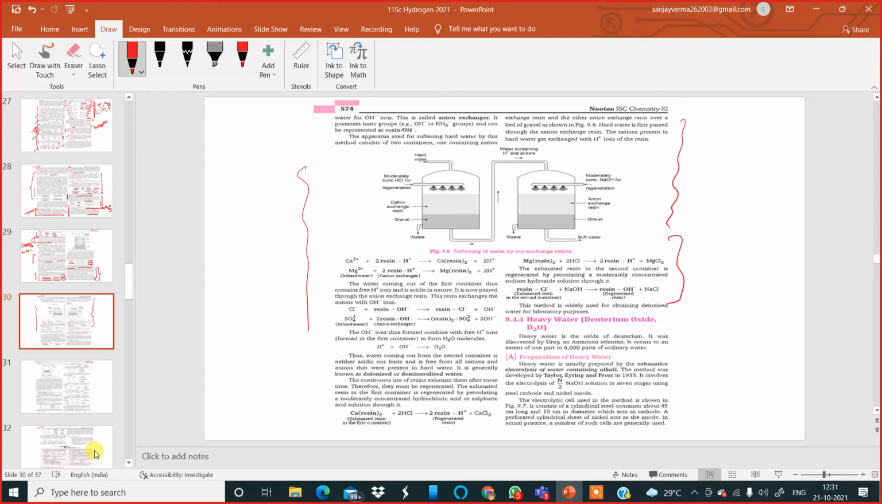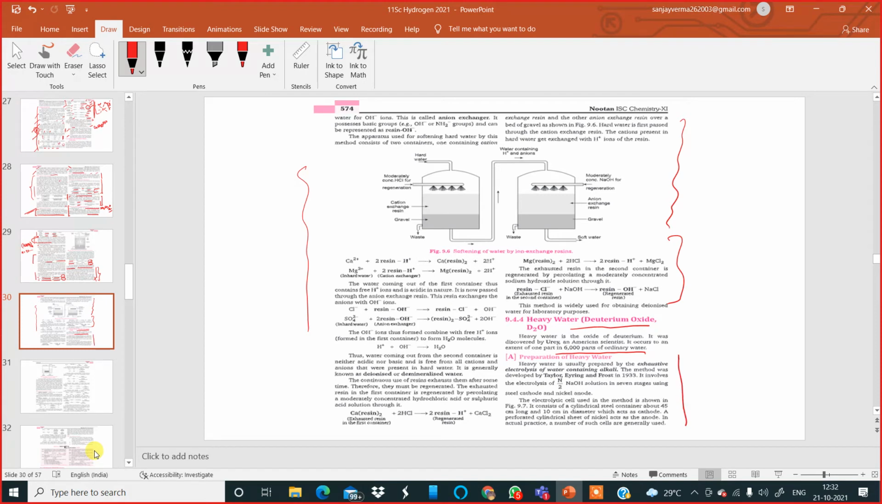Now coming to heavy water, deuterium oxide, on page number 574. Heavy water is the oxide of deuterium. It was discovered by Urey, an American scientist. It occurs to an extent of 1 part in 6,000 parts of ordinary water. How to prepare? Preparation of heavy water.